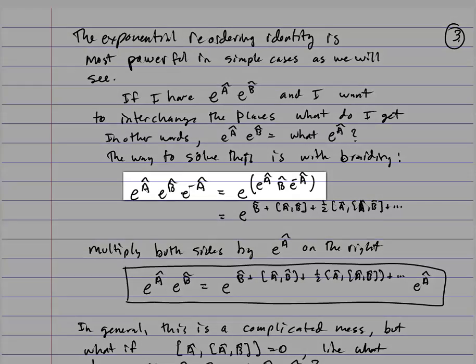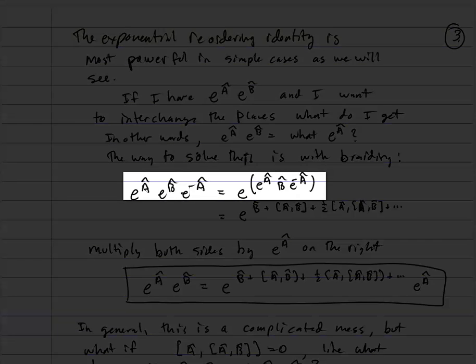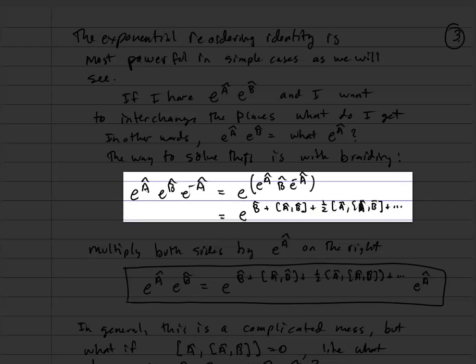So we start from the braiding relation. E to the a, e to the b, e to the minus a is equal to e to the a, b, e to the minus a. And then I use Hadamard to get it to be e to the b plus commutator of a with b plus 1/2 double commutator of a with the commutator of a with b, and so forth. You can see all I've done here is take f of b in the braiding relation and replace it by e to the b.